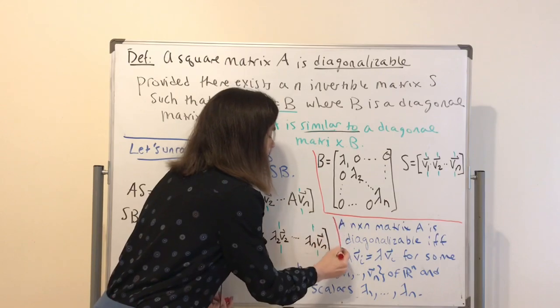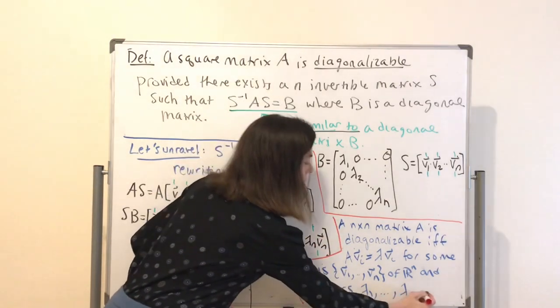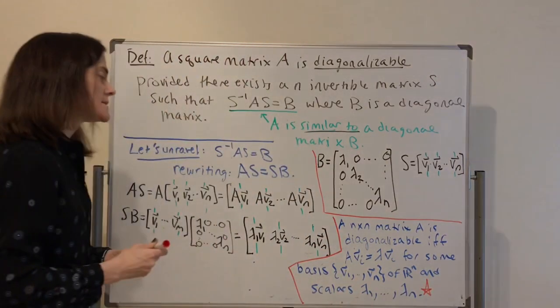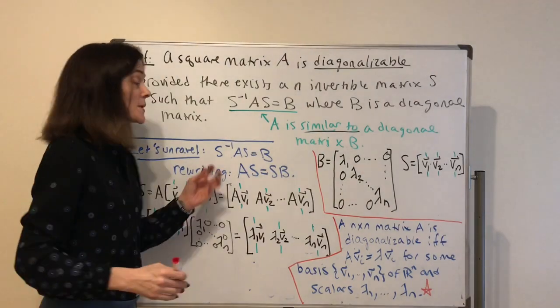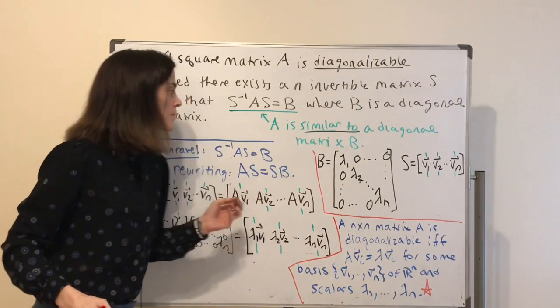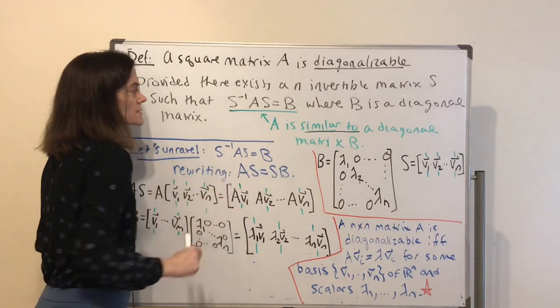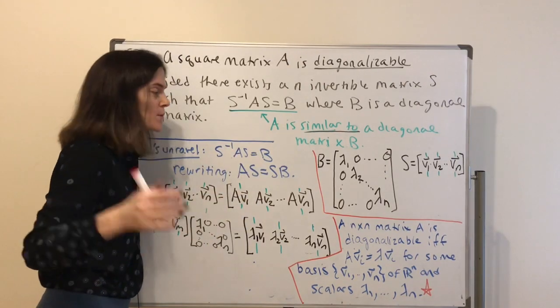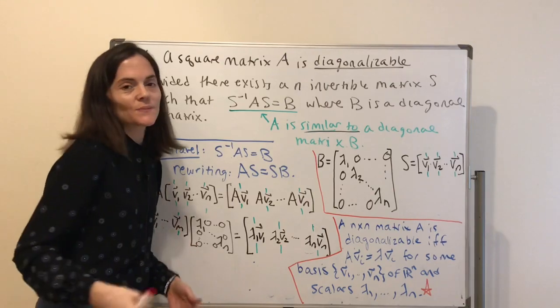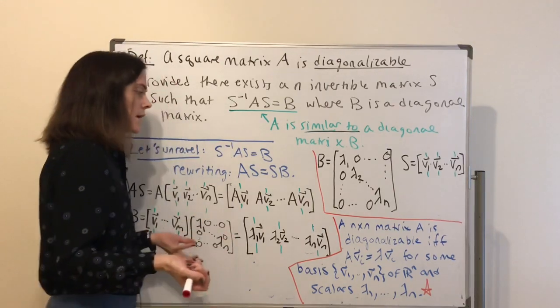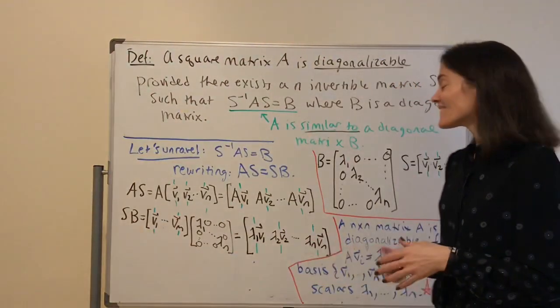Why was I able to say that V1 to Vn was a basis? Remember, we need S invertible. Otherwise, this part, the S inverse, doesn't really make any sense. So we need the matrix S to be invertible, and that says that its columns form a basis for Rn. So we can confidently say this.